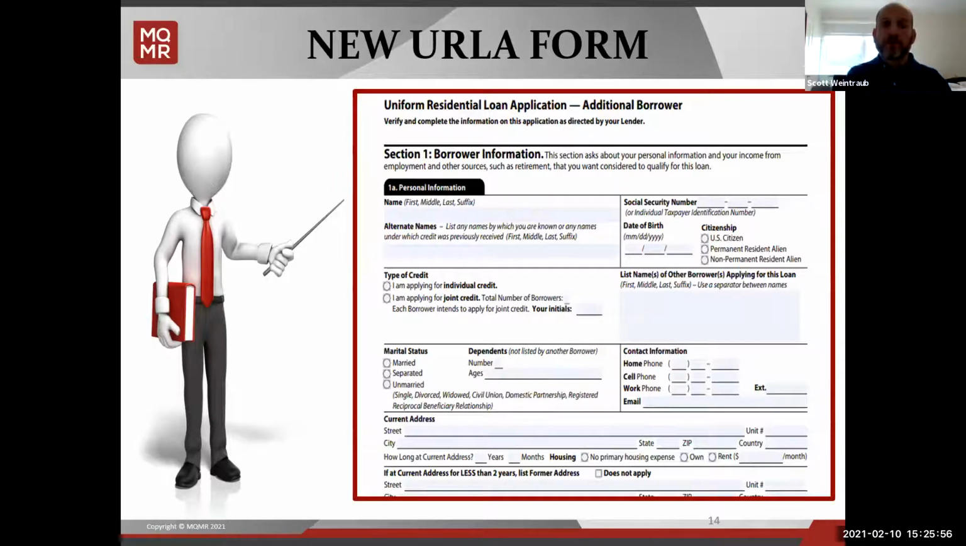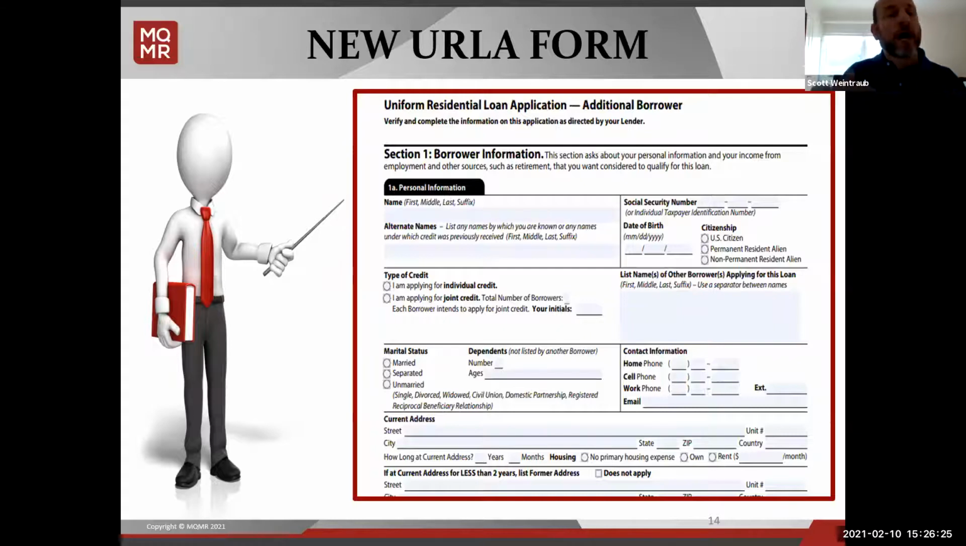Okay. So this, I just wanted to point out, is the Uniform Residential Loan Application Additional Borrower. And here it is laid out exactly the same. So basically the same type of form, but again, if there's more than one borrower for a loan, they would need to fill out this additional borrower form. And so if there were 2 borrowers, then for example, your sales staff would want to make sure they're getting that filled out from both applicants.